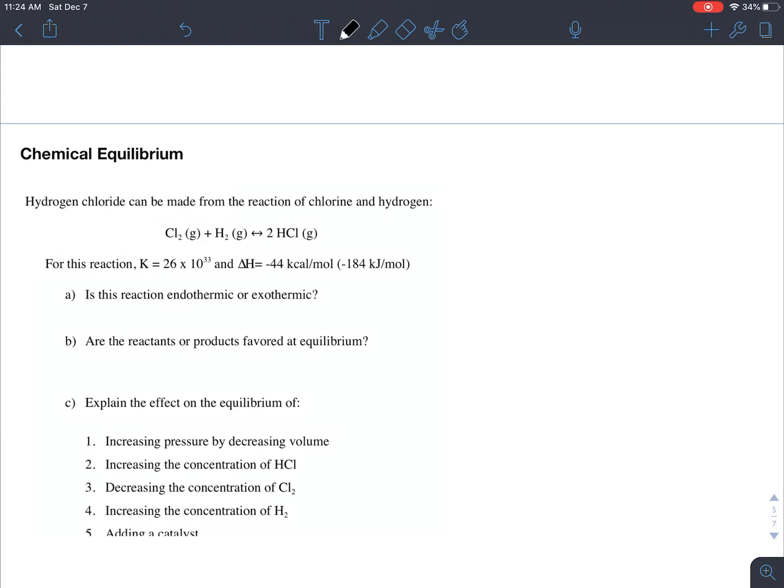Chemical equilibrium. Hydrogen chloride can be made from the reaction of chlorine and hydrogen. Given the following reaction here, you have the double arrow, so you're at equilibrium, meaning things are happening at the same time. For this reaction, K, your equilibrium constant, is 26 times 10 to the 33rd. So this is a really big exponent. This means a very large K.